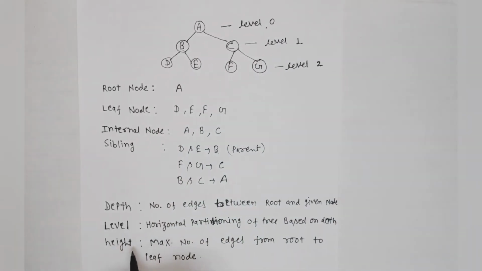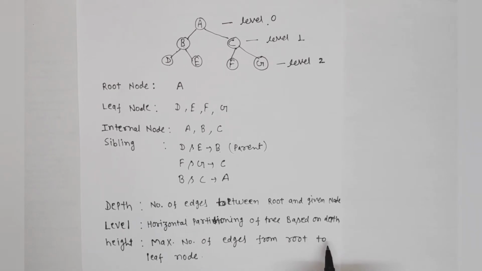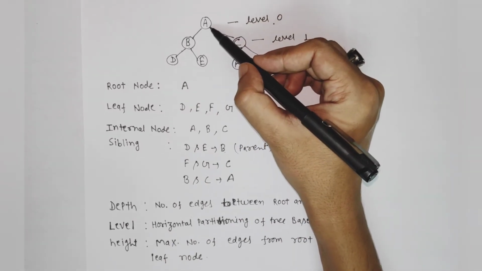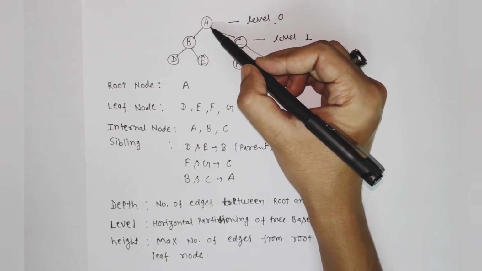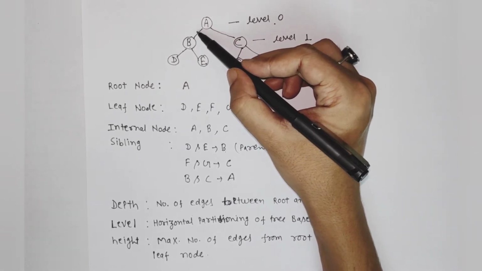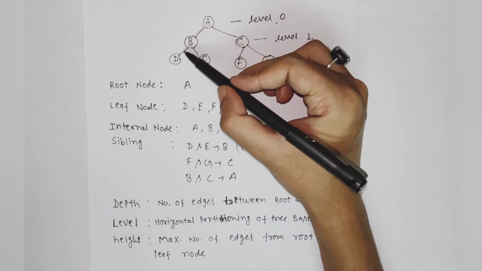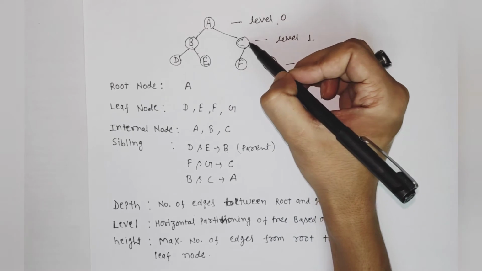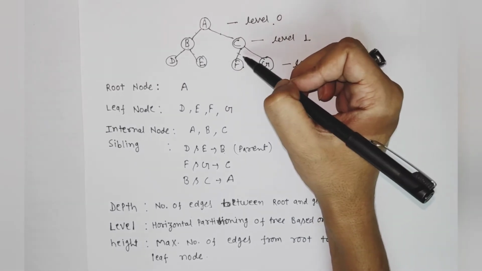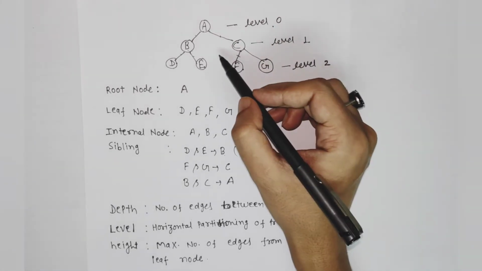Now we will see height. So the maximum number of edges from root to leaf node is called height of the tree. So here you can see from A the maximum number of edges from root to leaf is 2, means 1 edge, 2 edges. Suppose now from A to D if you calculate, 1 and 2. Similarly you can find 1 and 2 from A to F. So the maximum number of edges from A to any leaf node is 2. So the height of this tree is 2.